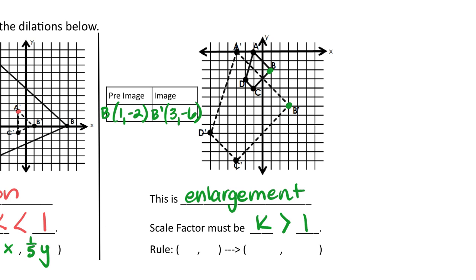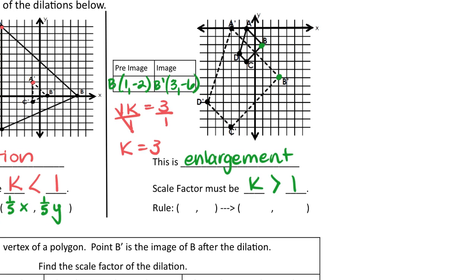So let's go ahead and find our scale factor. I know 1 times something equals 3. So I'm going to divide by 1 on both sides. So our scale factor equals 3, which checks out, right? Because our scale factor has to be greater than 1. So xy is how our rule starts. And then I have 3 times x and then 3 times y.